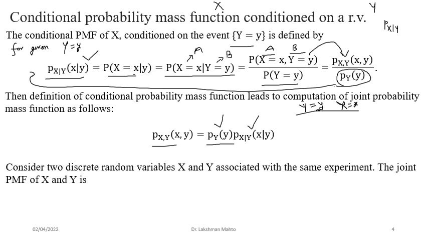Now I'm taking one situation. We had already seen that we have two random variables X and Y, and that's why we are able to define the conditional probability mass function of X given Y. From there this definition is restated this way: the joint probability mass function is written as a product of these two probability mass functions.